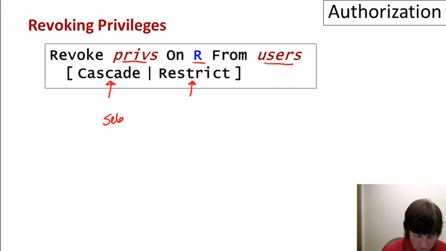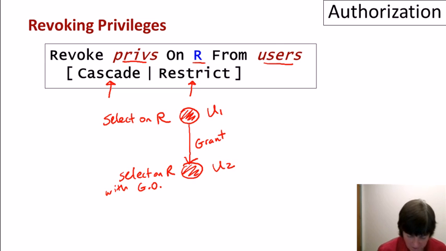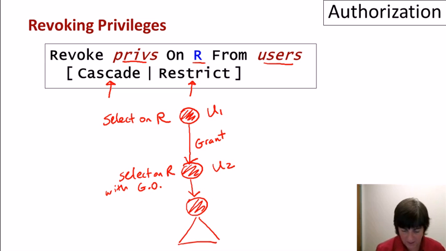Let's suppose that we have a user who has a privilege to, say, select on a particular relation R, and we'll draw that as the root of a graph. And let's suppose that's, say, user U1, and let's suppose that user grants to user U2 the same privileges, select on R, with the grant option. And this is user U2. So user U2 is allowed to further grant privileges to other users, and those may further grant privileges to others, and we may get a big subtree here.